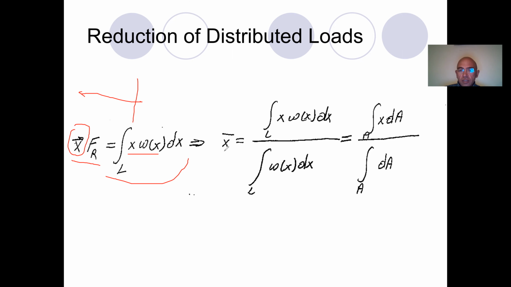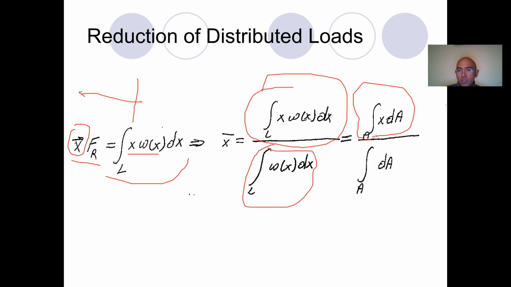In fact, then I can easily say that x bar is equal to the moment generated by the distributed load divided by the equivalent force generated by the resultant force. This basically means that I need to calculate the first moment of the area under the function, and then if I calculate the area of the function and divide one by the other, I can obtain the location of the resultant force. It will be much more clear when we solve the examples.